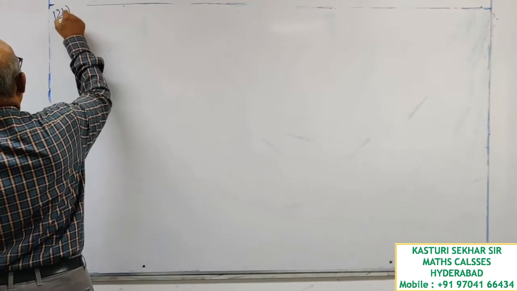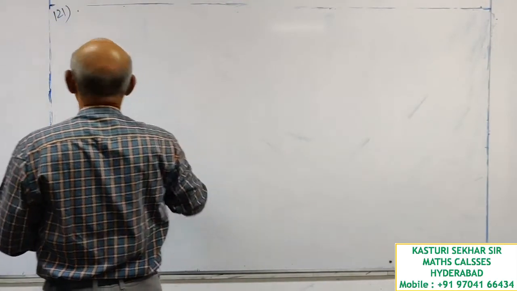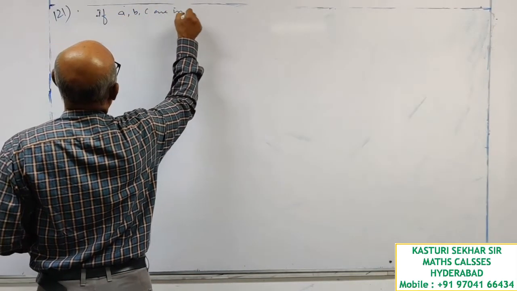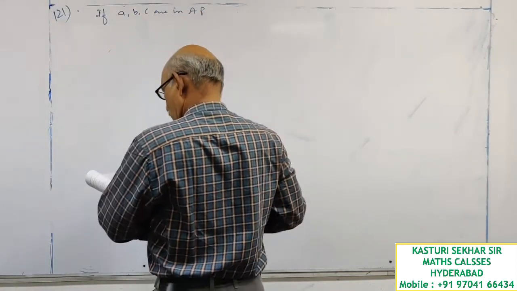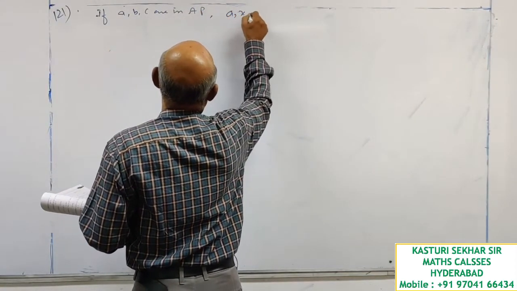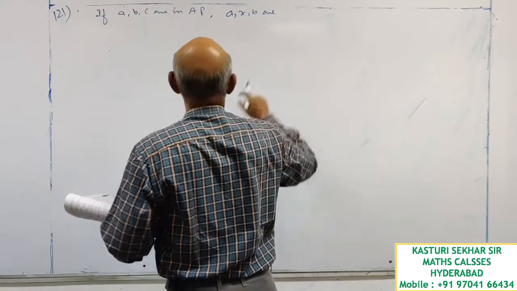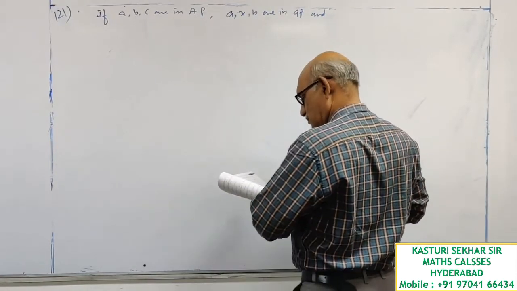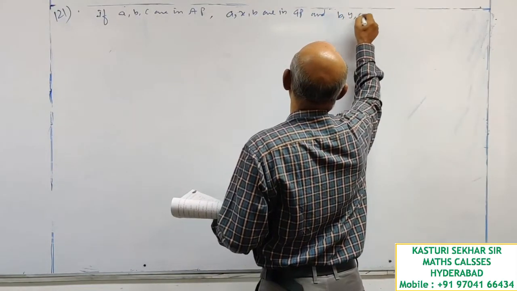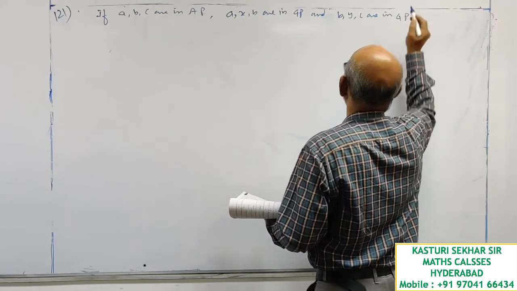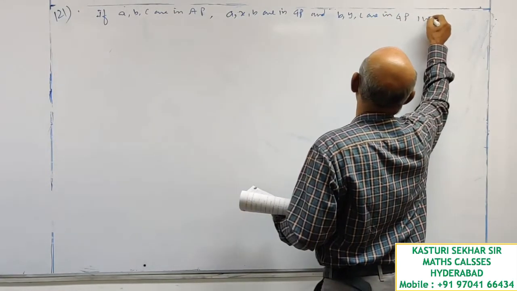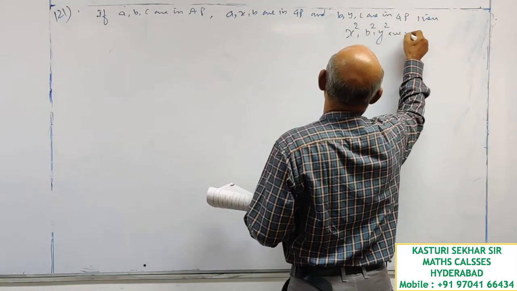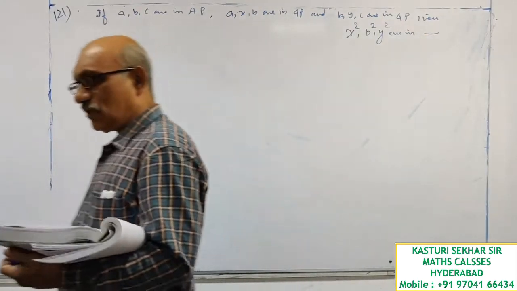Question number 121. If a, b, c are in AP, a, x, b are in GP, and b, y, c are in GP, then x square, b square, y square are in dash. This is my question.